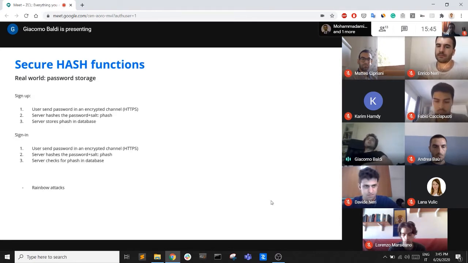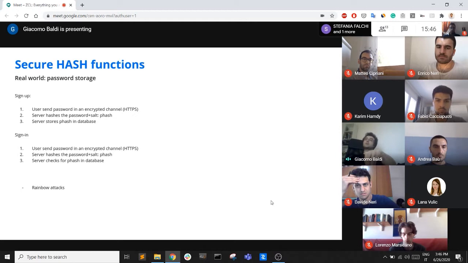Just an example of hash functions that are used, that I hope are used everywhere when a website proposes us to sign up or sign in to it, and usually it goes like this. During the sign up phase, you send your password in an encrypted channel. The server takes your password, adds it to a string that we call salt, and obtains a hash, called p-hash. In the database of the server, you will find only the p-hash, not the password, because it is not safe to store the password.